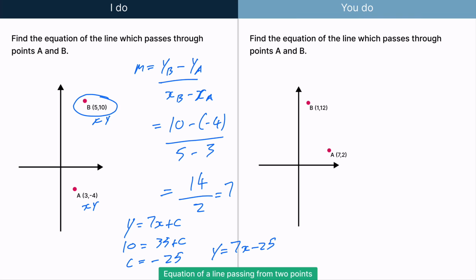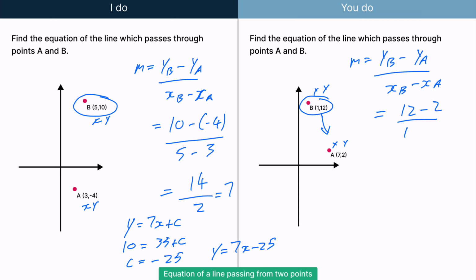And again, hopefully you've pressed pause and had a go at the example on the right. Now with this one here, I'm going to take away that coordinate from that one. Now you can do it the other way around, you'd get the same answer. So that would be, write that down, y, x, y. So we can do yb, take away y coordinate of a, x coordinate of b, take away x coordinate of a. So yb would be 12 take away 2 over 1 take away 7.